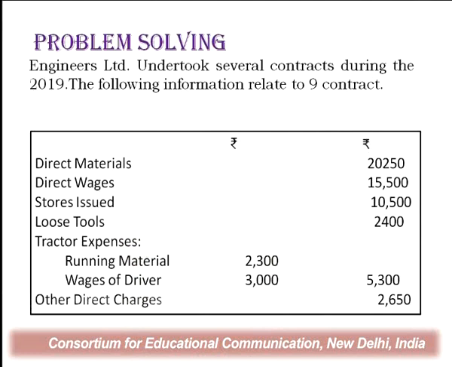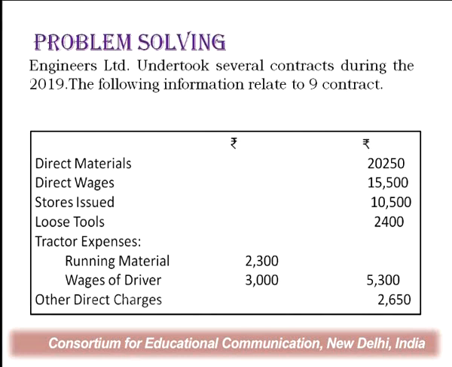Now let's come straight to a problem. If this is the situation in the business of a contractor company, then how will you find out the profit and loss account, and how will you prepare the balance sheet? Now let's take a practical problem and a practical example, right? Say any company like Engineers Limited or XYZ Limited undertook several contracts during the year 2019, any year. The following information relates to a contract.